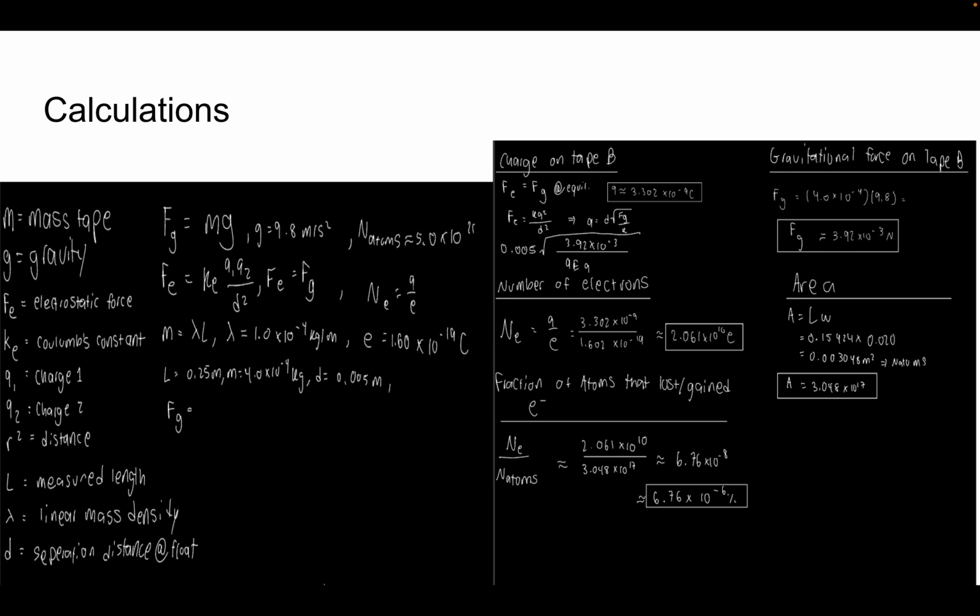Here are our calculations. On the left-hand side, we have our variables initialized, and on the right side, this is the actual calculation. So this is the charge on tape B, number of electrons, fraction of atoms that gained or lost electrons, the gravitational force on tape B, and the area.